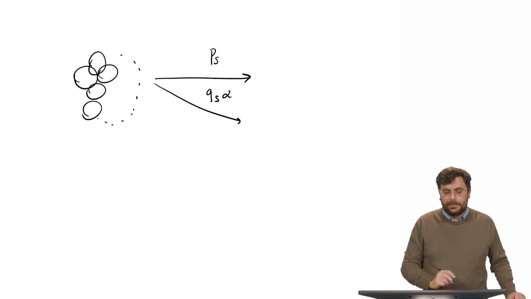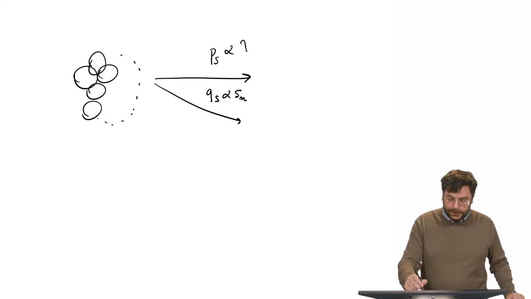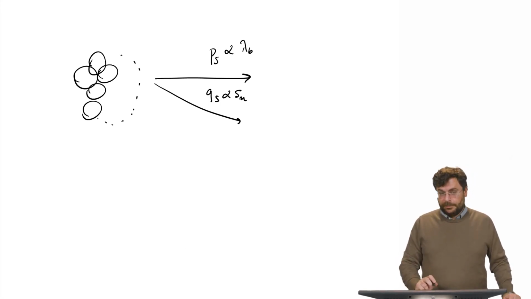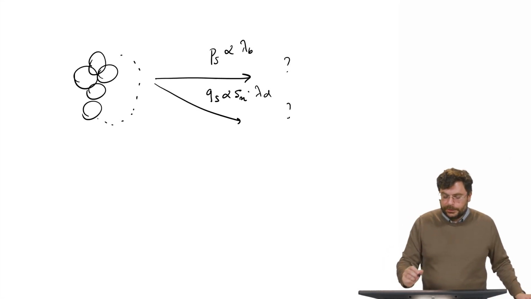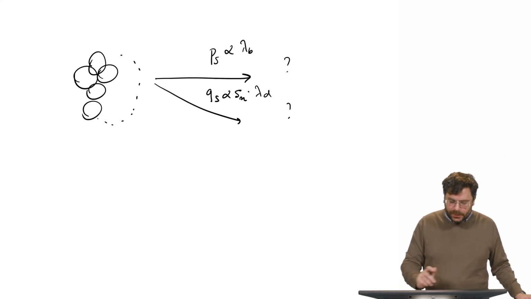And removing a member is going to be proportional to however many members I have, and the addition of members is going to be proportional to the rate of birth. And if I want to be super specific, QS is going to be proportional to not only Sn, but also the death rate. And that's going to tell me which one of these two options I select.